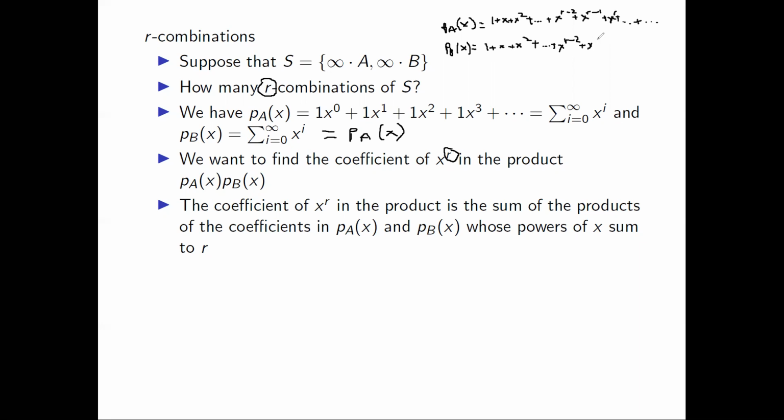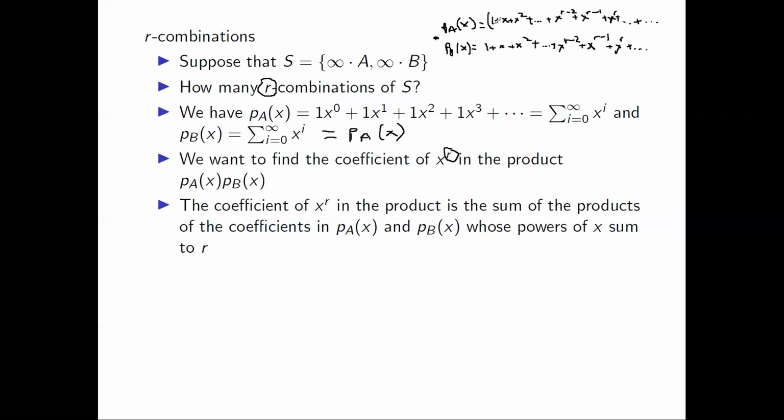I'm just writing these terms in here because we're going to be pairing up some terms, so it'll be helpful to have some of them written to look at. And it goes forever. So if we're trying to find the coefficient of x to the r in the product of these two, when we multiply these two together, the coefficient of x to the r is going to be the sum of the products of the coefficients that we get by combining a term from P_A and a term from P_B whose powers of x multiply to x to the r.